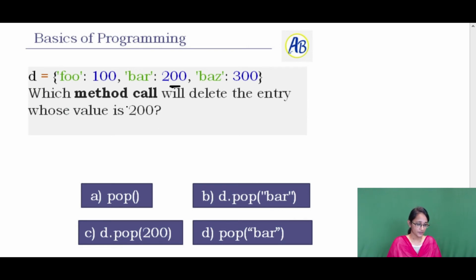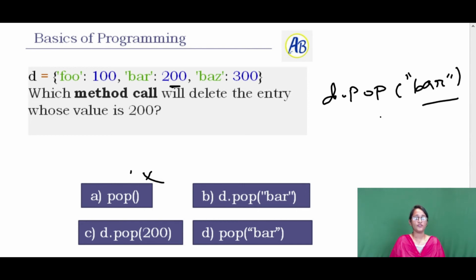You can see I want to delete this 200. So what is my dictionary? This pop is the correct one to pop the value. So this is not a correct option. I created a dictionary and named it D. So D dot pop of bar. If you pop the corresponding key, the corresponding key will delete the corresponding value. So B is the correct option.